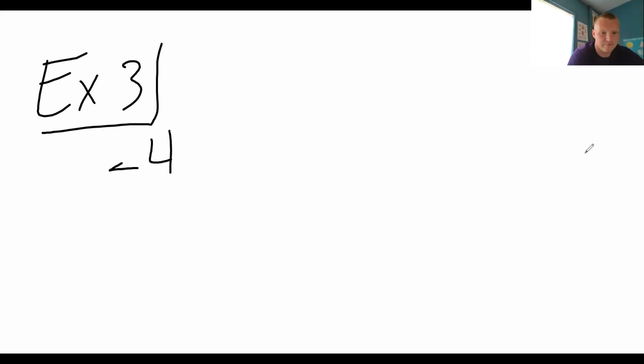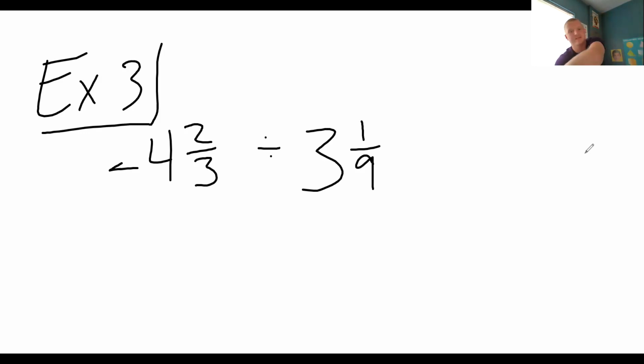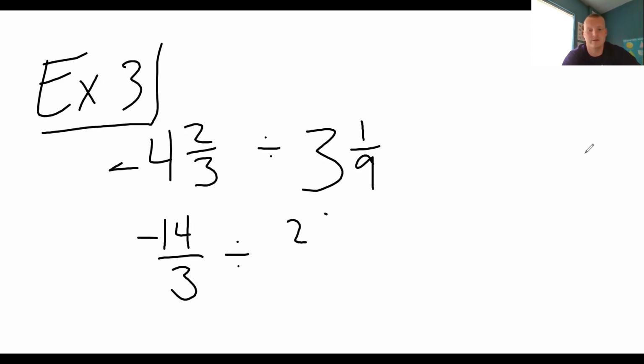So if we have negative 4 2/3 divided by 3 1/9. First and foremost, we need to turn those mixed numbers into improper fractions. So 4 times 3 is going to be 12, plus another 2 is going to be 14. So negative 14 over 3 divided by, so 9 times 3 is going to be 27, and then plus another 1 is going to be 28 over 9. Now I need to turn this into a multiplication problem. So I'm going to take the reciprocal of my second fraction. So I'm now going to have 9 over 28.